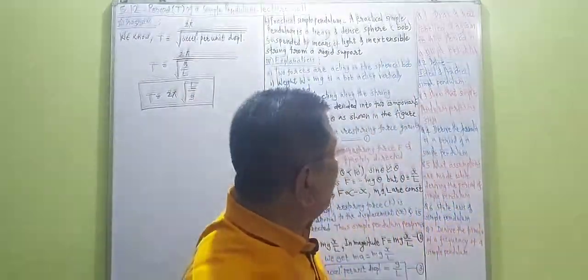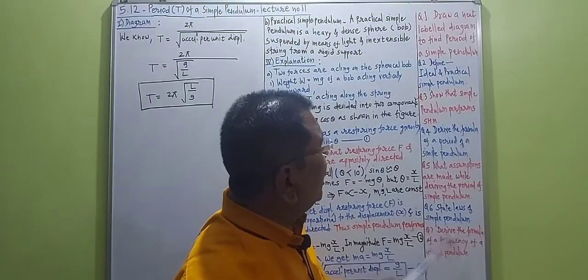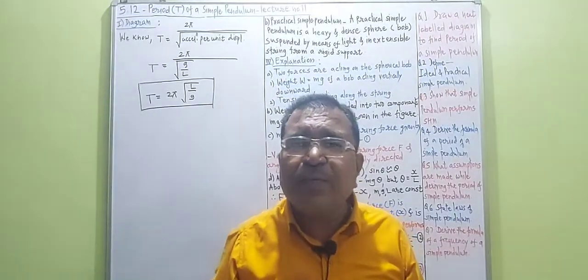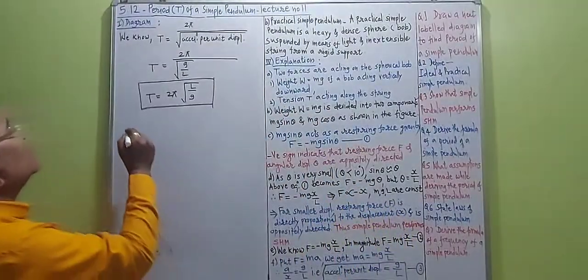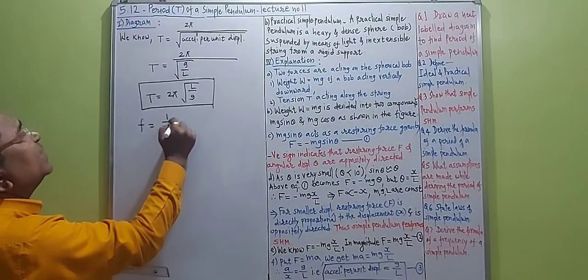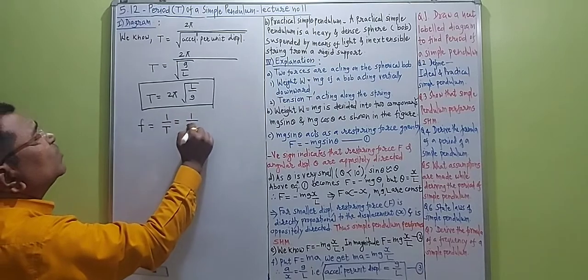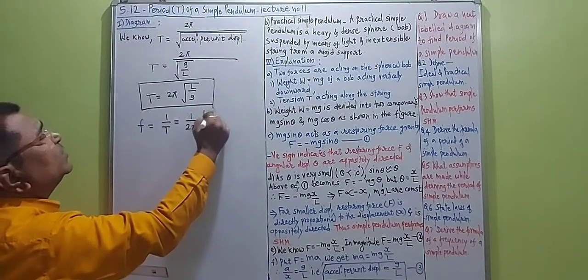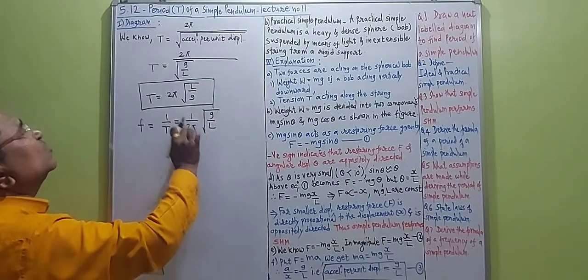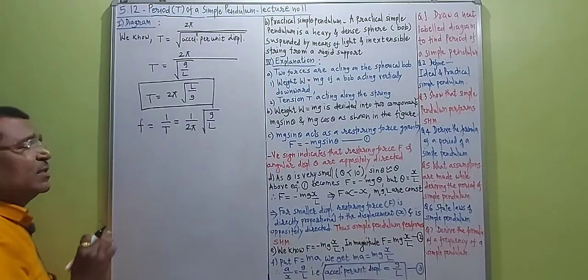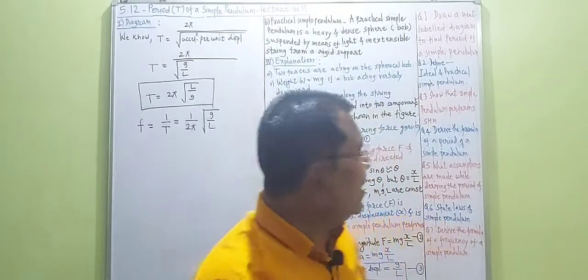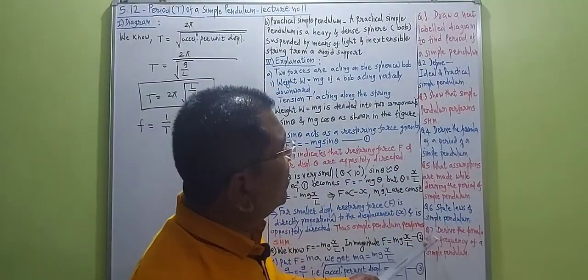Then what is the last question? Question number 7. See here. Derive the formula of frequency of a simple pendulum. Frequency is the reciprocal of period. So we can write frequency of a simple pendulum, f is equal to 1 upon capital T, which is equal to 1 upon 2 pi square root of L upon g. Take reciprocal, g upon L. That is the frequency of a simple pendulum during simple harmonic motion. And that is the required answer of question number 7.